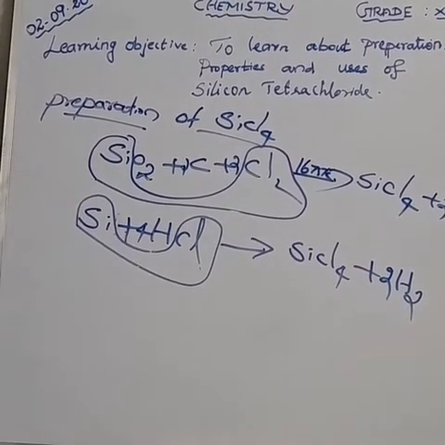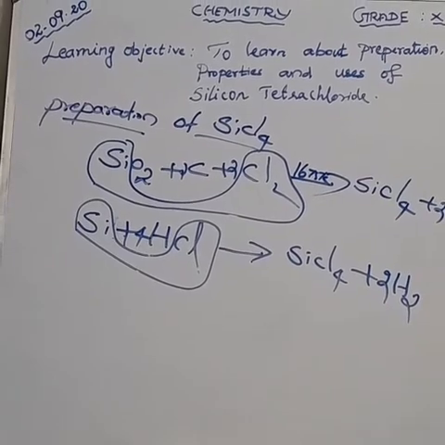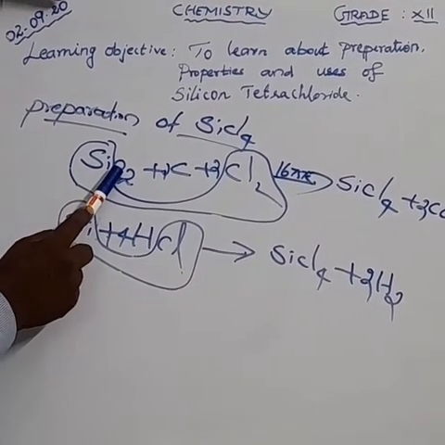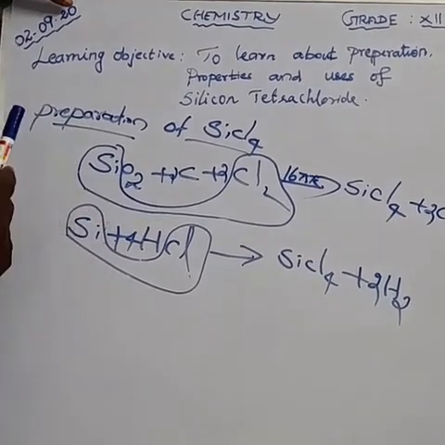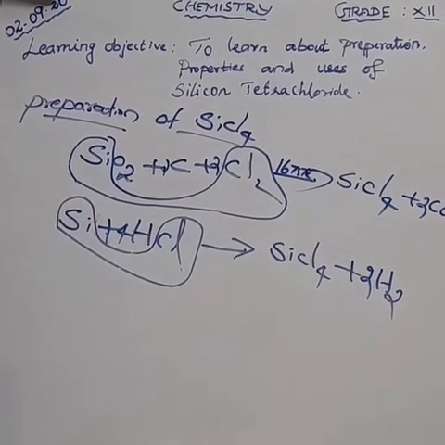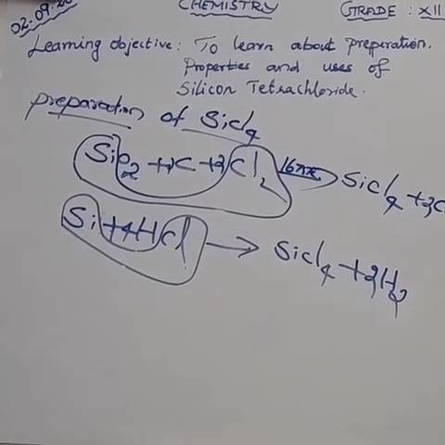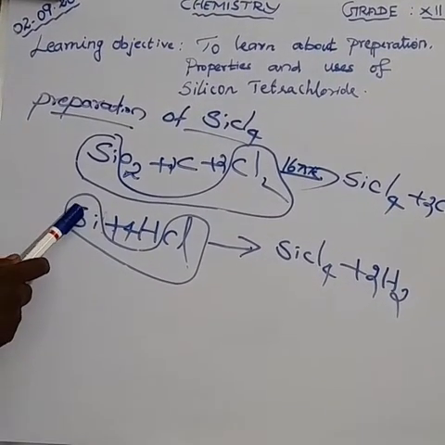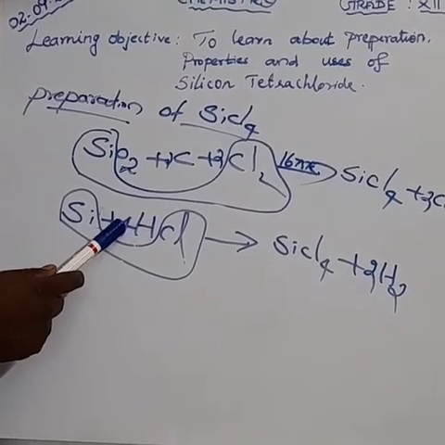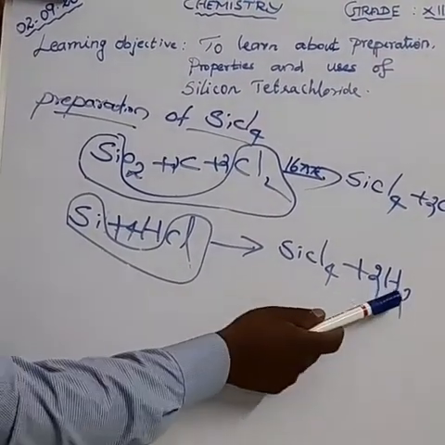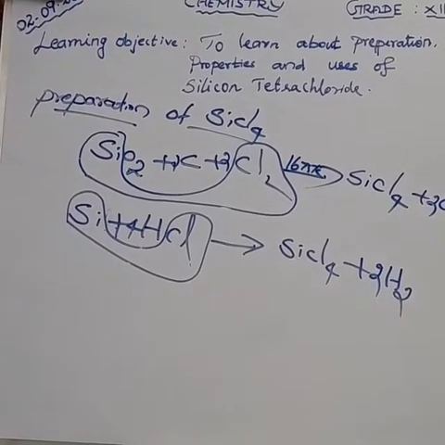Can you write the equation? So I told you that silicon tetrachloride is prepared by passing chlorine over silica and carbon by heating at 1675 Kelvin. The second one, silica reacts with hydrochloric acid to form silicon tetrachloride and also hydrogen.